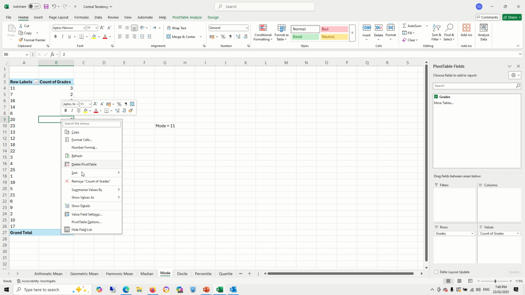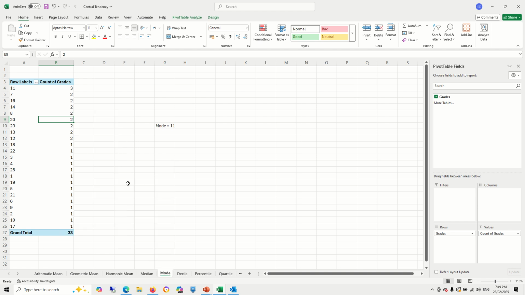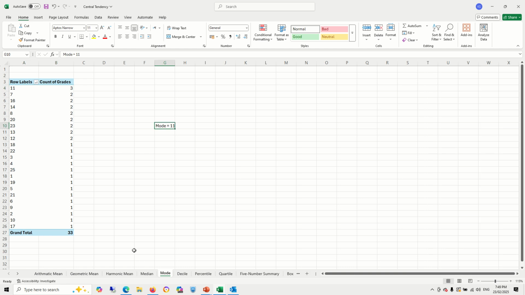And when we right click this pivot table and click on sort largest to smallest, as you see, the data is already now, the frequency is sorted. The count of grades means the frequency of grades. So as you see that the highest frequency is 3. 3 is for number what? Number 11. That means that the mode equals 11.